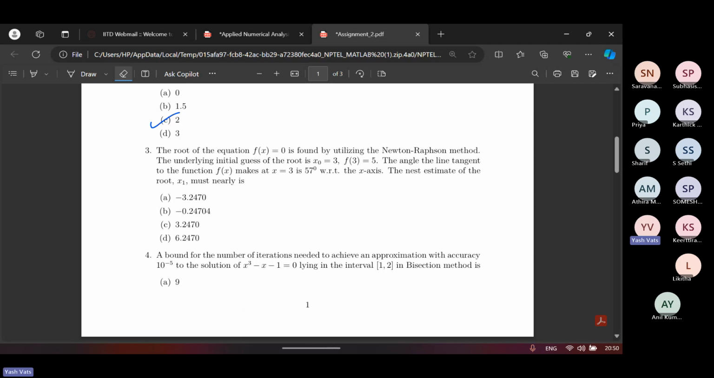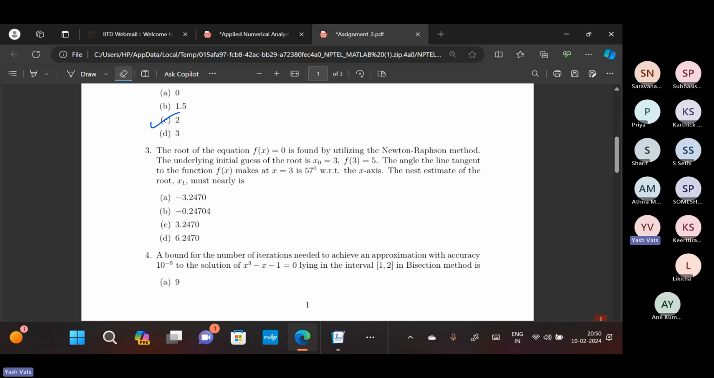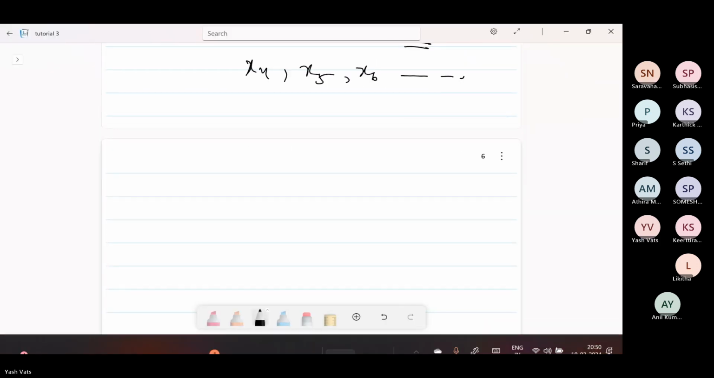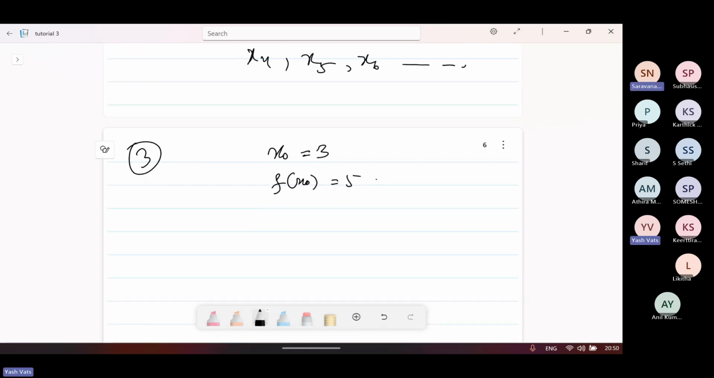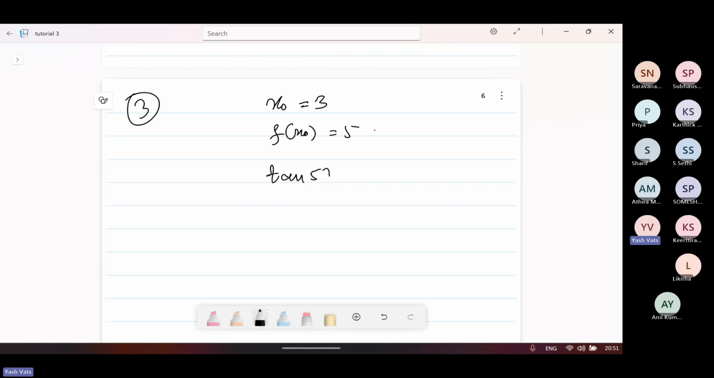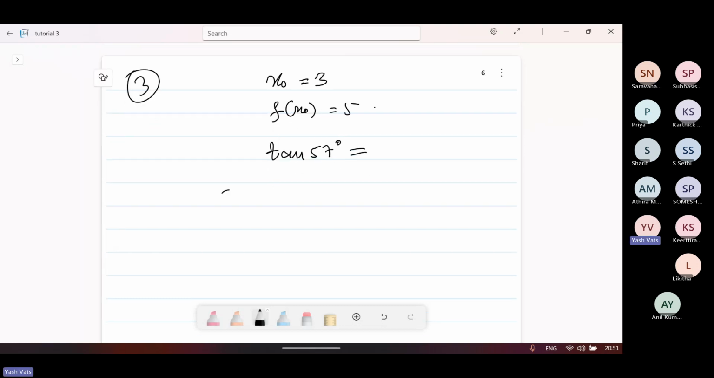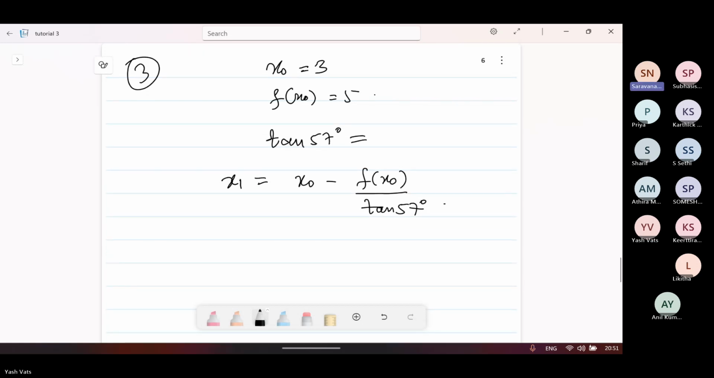Okay, so tell me how to do this. What is the value of x1? You can easily solve it. So what is the formula? x naught is 3, f of x naught is 5, and you have tan 57 degrees. Calculate it. What is this value? And calculate x1, which is equal to x naught minus, is it right? Just solve it and tell me what the answer is.